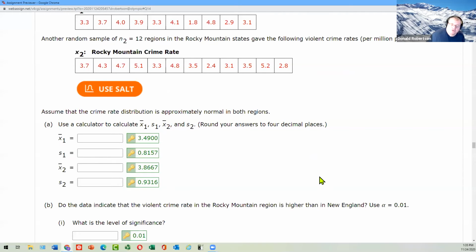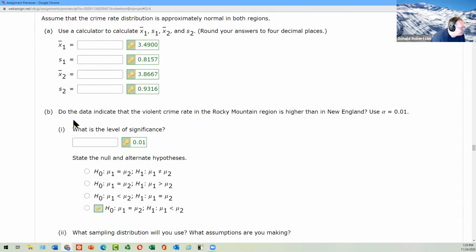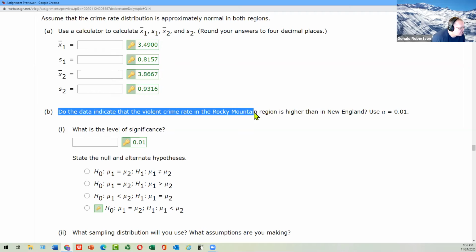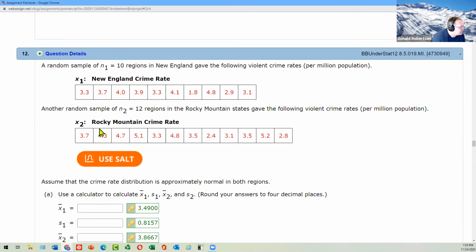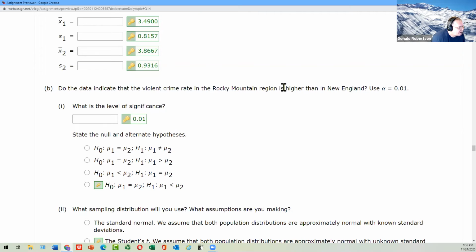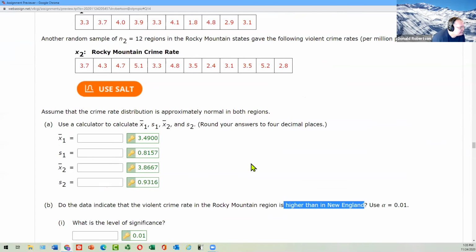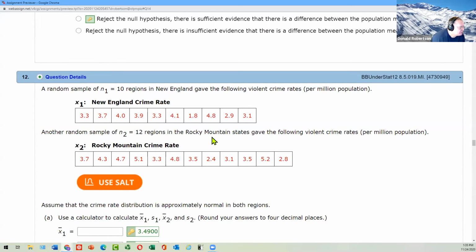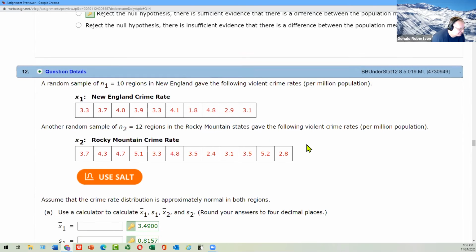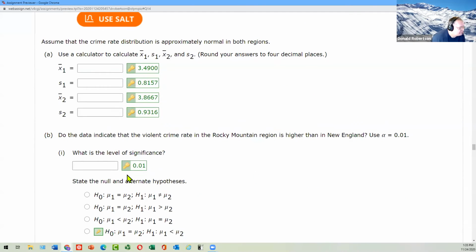So it's like an extra step. You use SALT to find the X1 bars, the S1s, everything that you need to then go on and do the hypothesis test. Now, in this story, we're being asked, does the data indicate that the violent crime in Rocky Mountain, which I better check is X2, is higher than New England, which is X1? Well, a better way of saying that is, isn't New England less than Rocky Mountain? If Rocky is bigger than New England, then New England is less than Rocky. It's the same thing, but said in the other way.